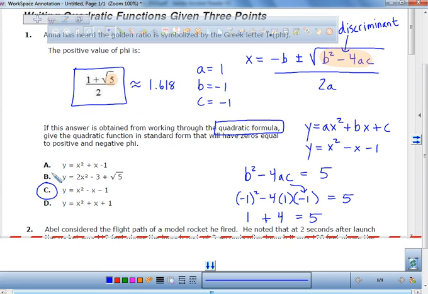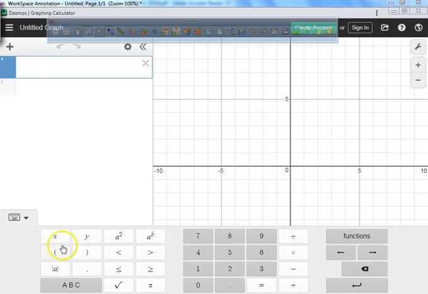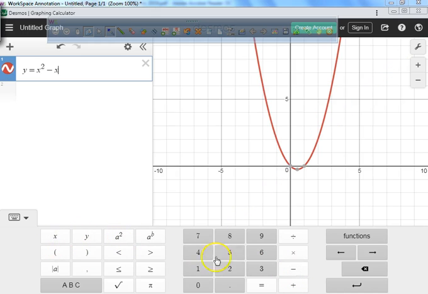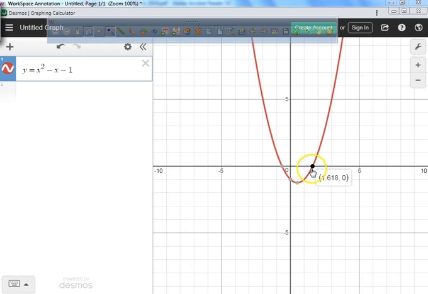However, if you do have the use of a graphing calculator, you could use Desmos. We'll do it in Desmos. We'll just get y equals, type in x squared minus x minus 1. Now, right here, see how it just pops up on the screen? What is that number right there?